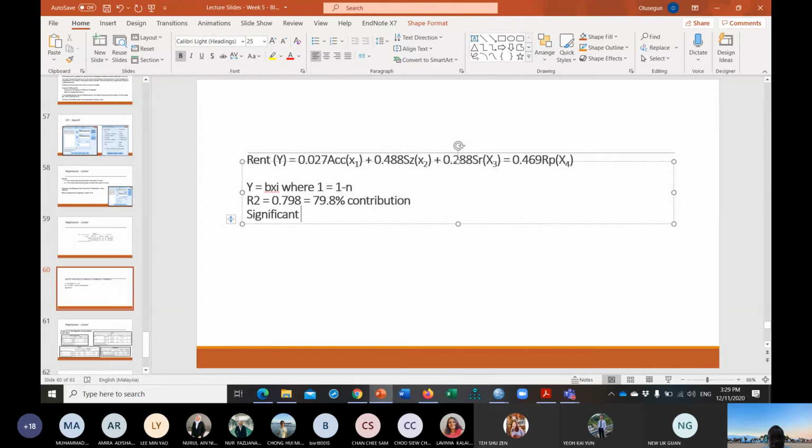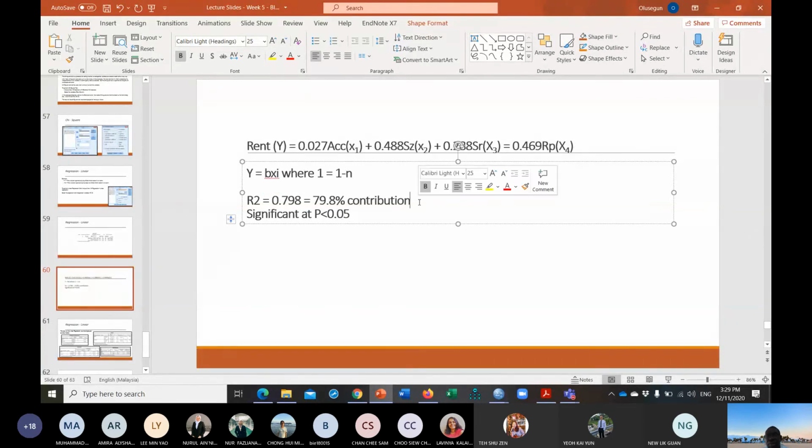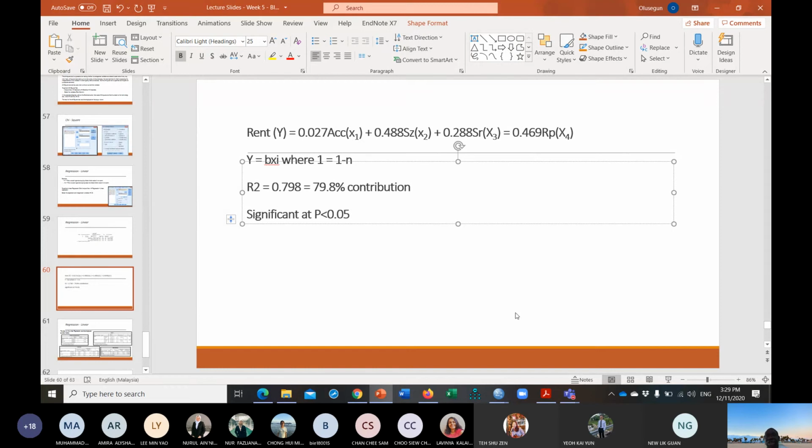Significant at P less than 0.05. So these are the factors.